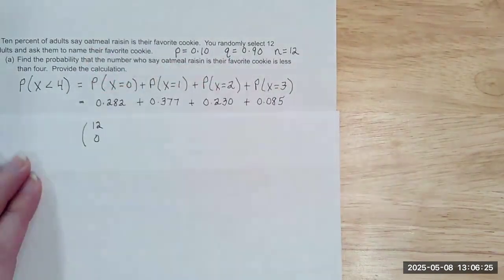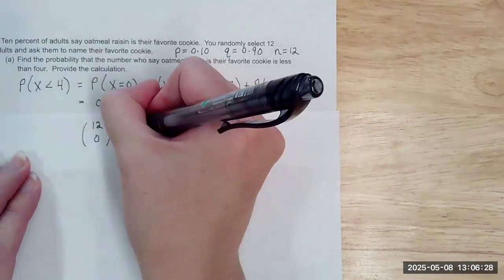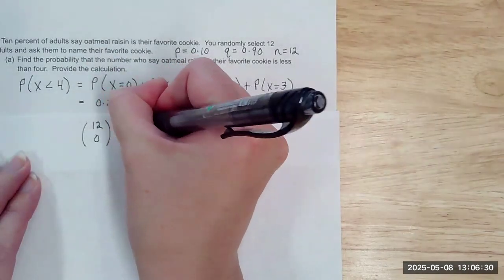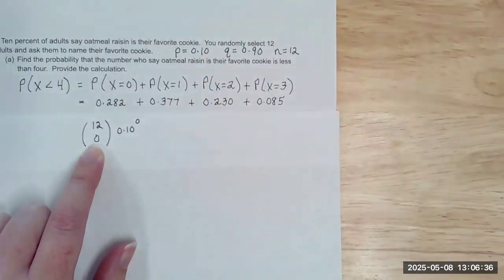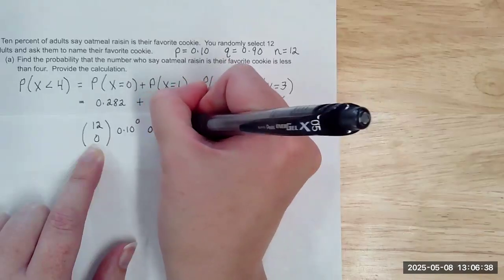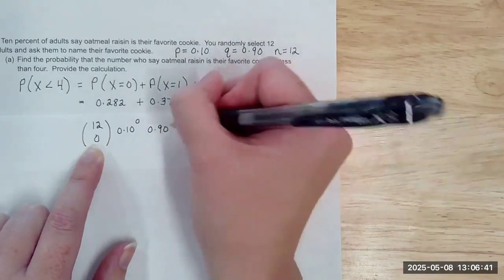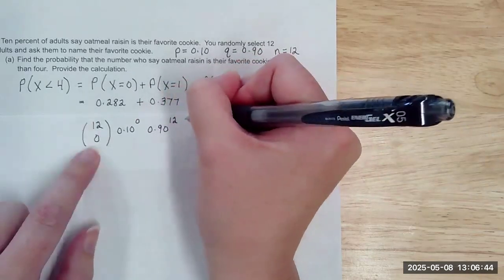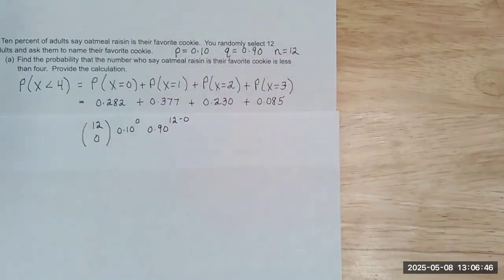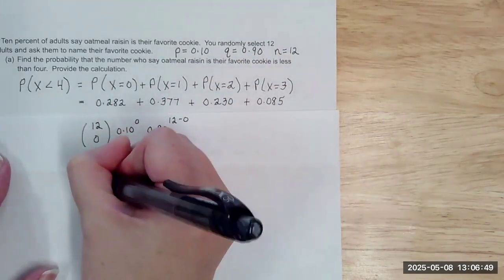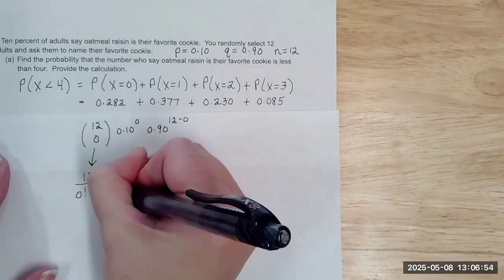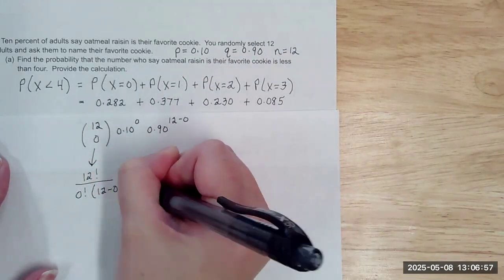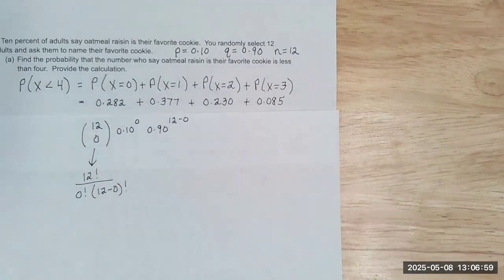We would have said 12 choose 0 times the probability of a success we said was 0.10. And we always raise that to the power of that bottom number. And then times the probability of a failure, so that would be 0.90. And we always raise that to the power of the top number minus the bottom number. Okay, so 12 choose 0 is 12 factorial over 0 factorial times 12 minus 0 with the factorial on the outside. Okay, 0 factorial is always 1.